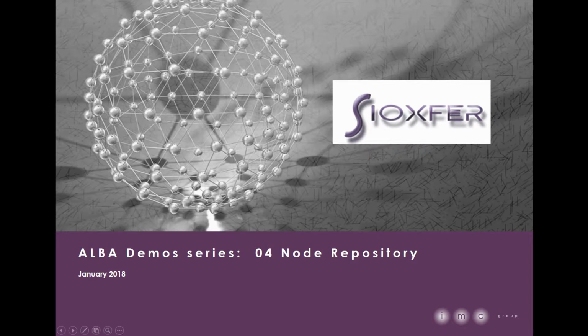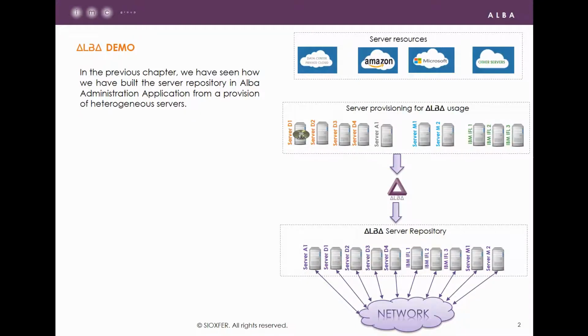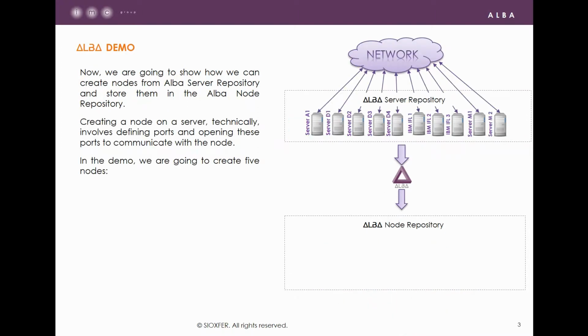In this chapter, we shall look at how Alba creates nodes from the Alba server repository. In the previous chapter, we have seen how we have built the server repository in Alba administration application from a provision of heterogeneous servers. Now, we are going to show how we can create nodes and store them in the Alba Node Repository. Creating a node on a server, technically, involves defining ports and opening these ports to communicate with the node. In the demo, we are going to create 5 nodes.